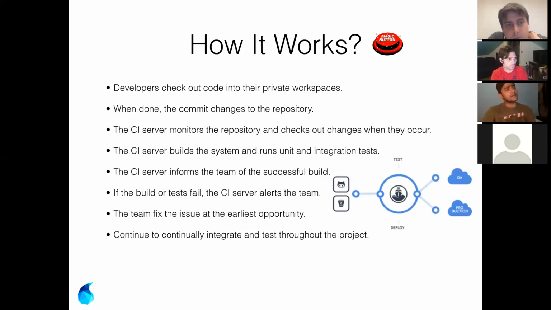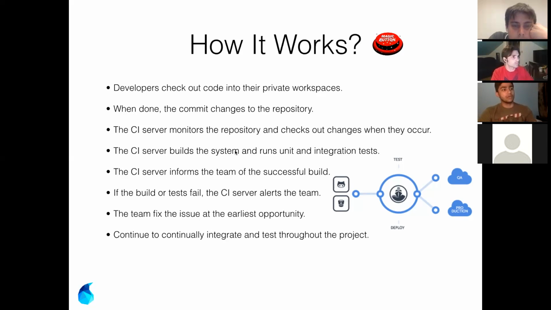Next is how it works. It's a brief overview of how the linear dynamic process goes through. You're working in your private workspace, and then when you're done, you commit changes to the repository, and then the CI, continuous integration, server monitors the repository because you have integrated through GitHub or whatever other code base you have integrated through. It will check out any changes that happen to your code, and then it will build the system and run unit tests or any integration tests, and then the CI server informs the team. If the build is successful, it will tell you.